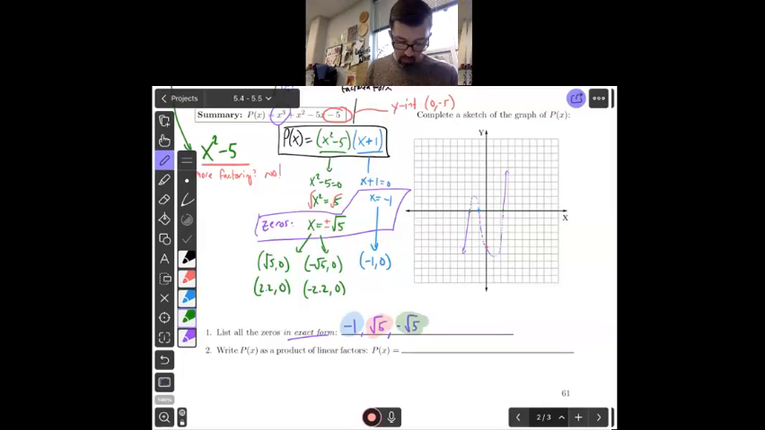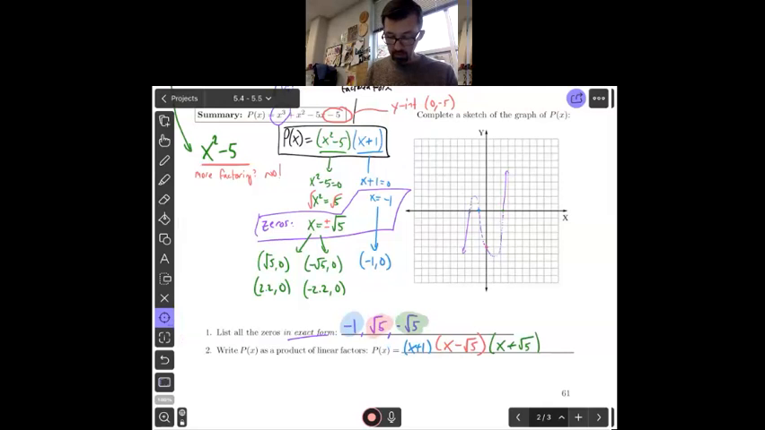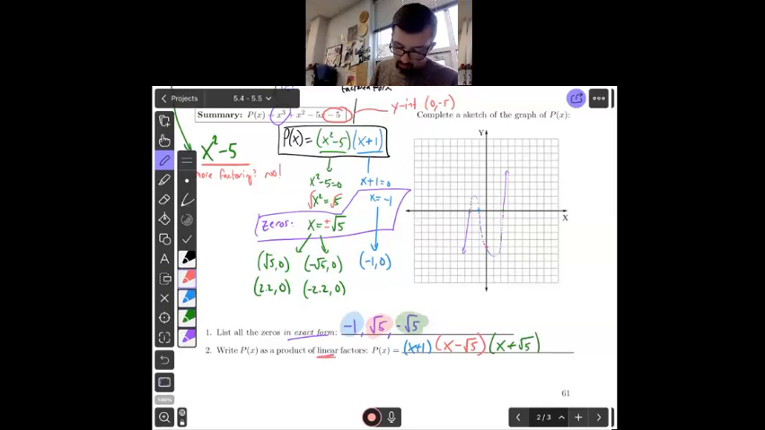So p of x would equal x plus 1, x minus the square root of 5, and then x plus the square root of 5. So those are the linear factors. So just going straight from the zeros to the factors, just switching that sign each time. So that would be how you would type linear factors or write out linear factors versus just factoring.